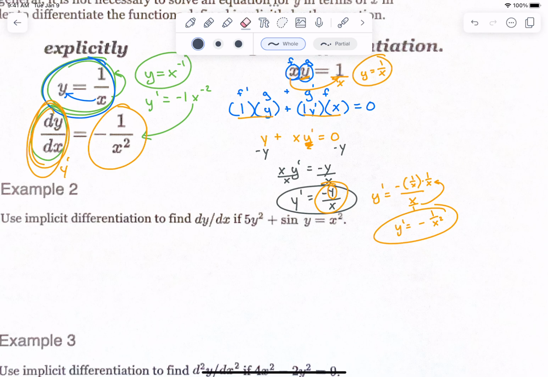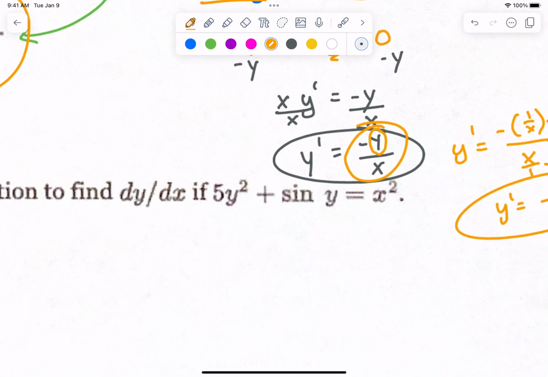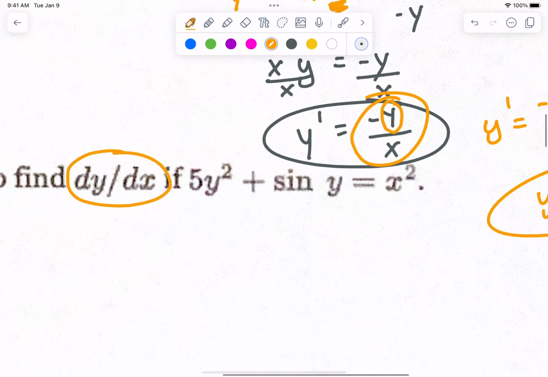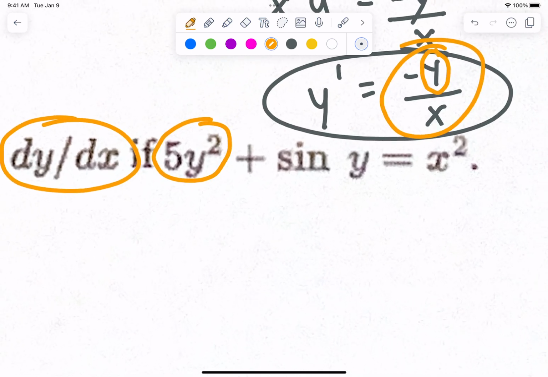Okay. All right, it says use implicit differentiation to find dy dx, which is the derivative. Okay, dy dx. We're trying to get dy dx by itself. All right, so we need to find the derivative of 5y squared. Why is there a sine in there all of a sudden? I don't know. Just ignore it for now. Pretend it's not there for now.